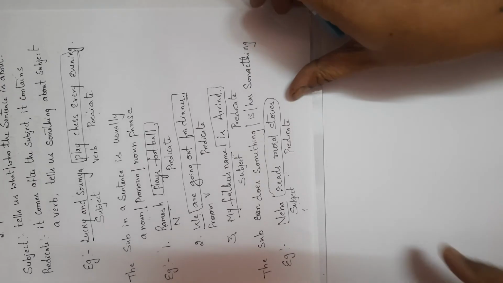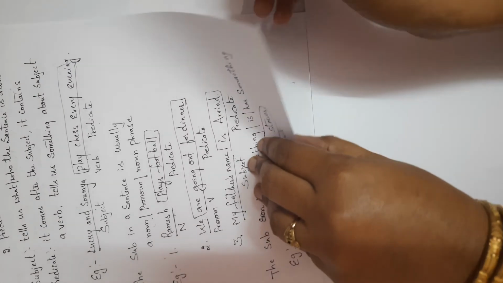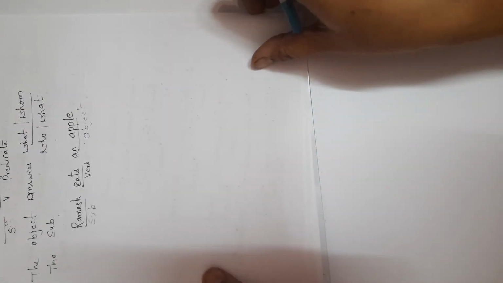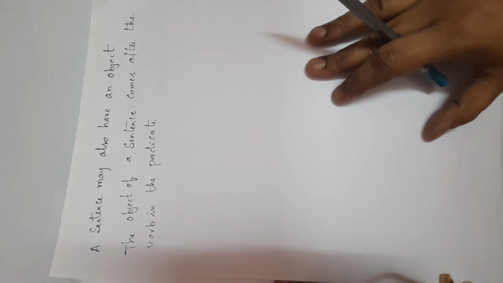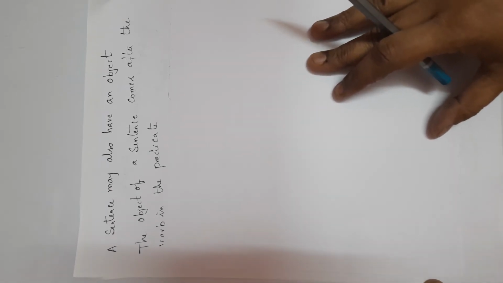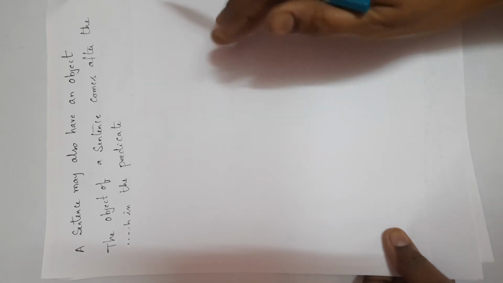In a sentence, children, we also have an object. A sentence may also have an object. The object of the sentence comes after the verb in the predicate.